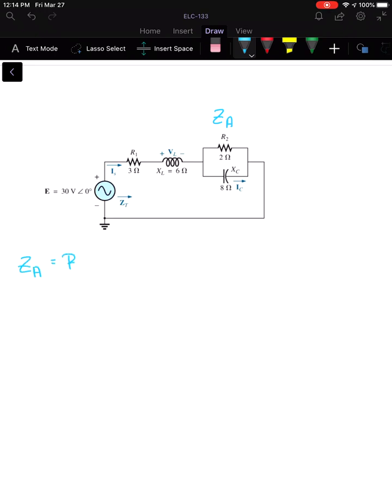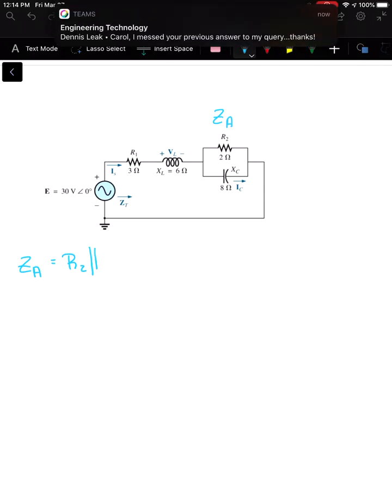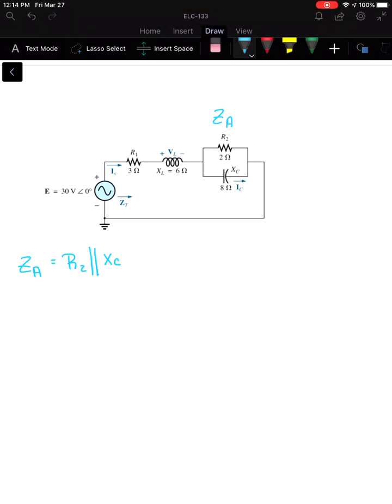So to find ZA, we have R2 in parallel with X sub C. So let's calculate that. Remember, that's going to be 1 over 1 over R2 plus 1 over negative XC times J. Okay, those are the impedances.